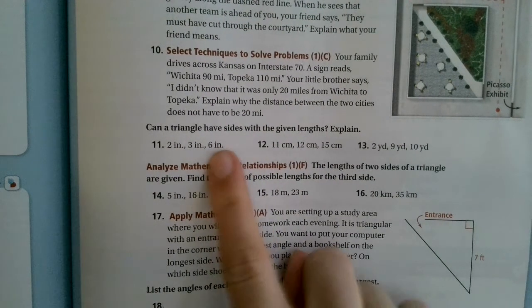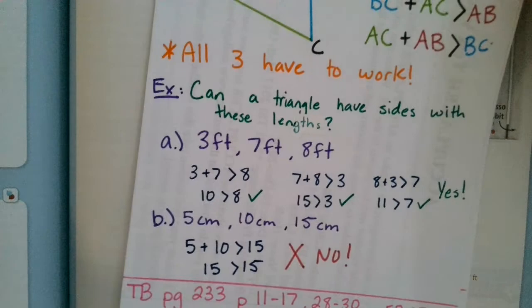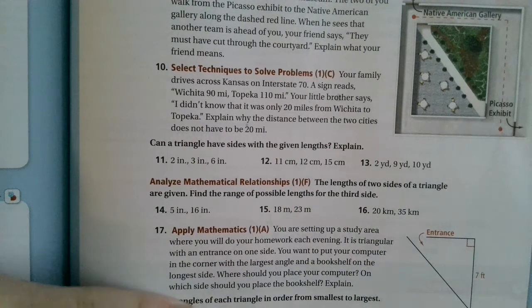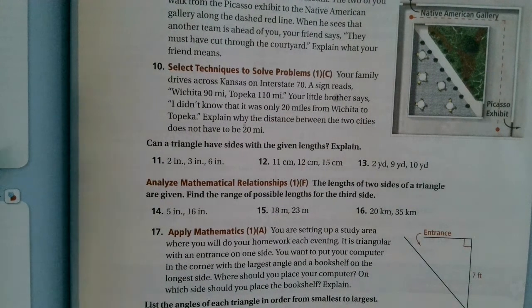Okay, so if it's just asking, can it have, you're just doing the check that we did in the notes. You're just checking, do all three work? If it's what are possible lengths, that's when you have to write out, x has to be greater than what number and less than what number. So that's how you do 5-7.